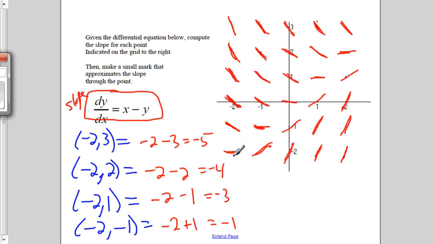So here's the finished product, and we can kind of see that these patterns go, these are all the same, these are all the same, these are all the same thing. I might have made these a little too steep, but that's okay. So whenever we're sketching a slope field and we're given a differential equation, not that bad. Okay, let's look at the next one.